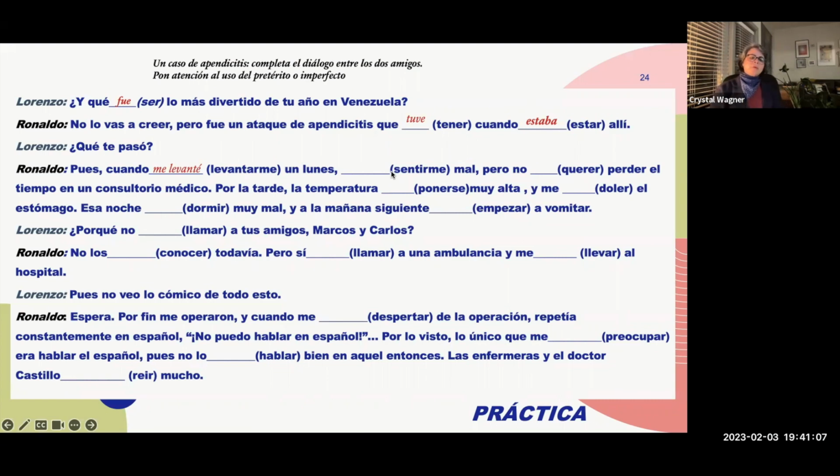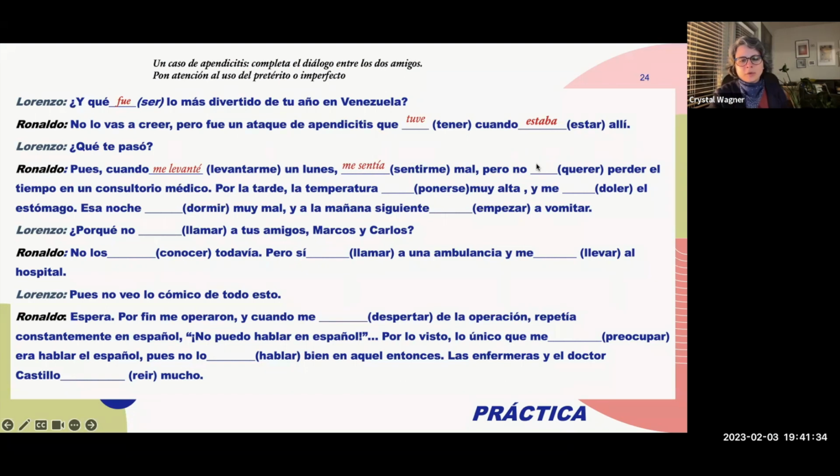So preterite or imperfect. This is a description, right? Remember that it's emotional states, physical states is also included here. So, me sentía mal. And also, el acento no es opcional. It would be pronounced differently if it didn't have it. So, please be very mindful of accents. Pero no querer perder el tiempo en un consultorio médico.